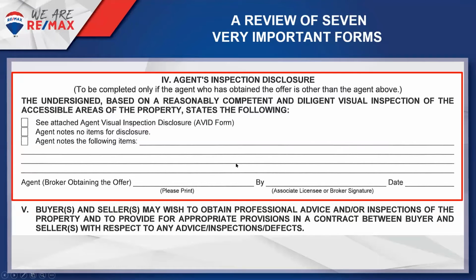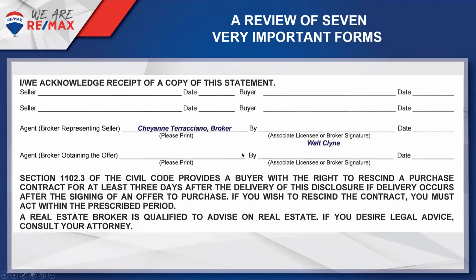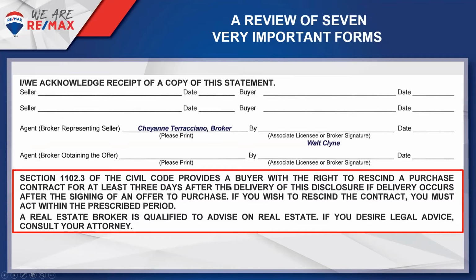pretty sloppy. Section 4 is for the buyer's agent. And again, the buyer's agent is required to do a visual inspection. They would attach their AVID, but that does not have to be attached for a TDS to be delivered. And then finally, there's a disclosure that the buyer should seek the advice of professional inspectors and not rely just upon what's completed in the TDS.